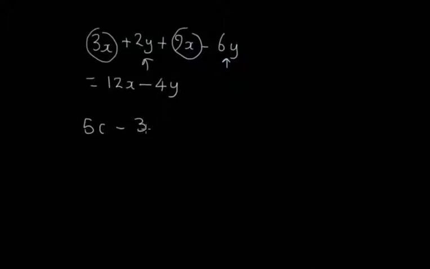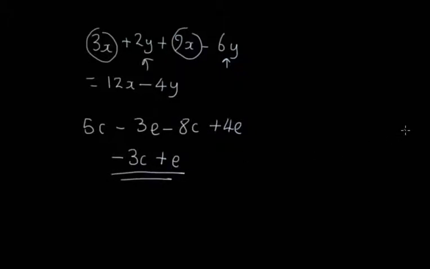Let's look at another expression. 5c minus 3e minus 8c plus 4e. We're not dealing with x's and y's, we're dealing with c's and e's, but the principle is exactly the same. We look for terms that are the same. So we've got 5c minus 8c, so that's minus 3c. And then minus 3e plus 4e is plus e. So the simplified expression is minus 3c plus e.